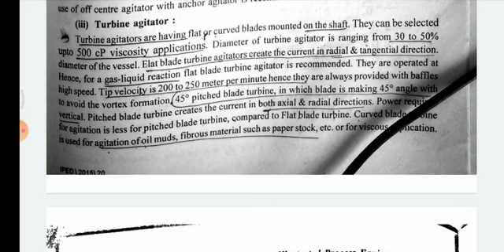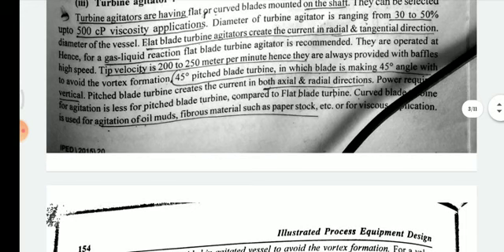So using these baffles, we avoid vortex formation. And the 45-degree pitch blade turbine is one in which the blade makes a 45 degree angle with the vertical shaft. In the pitch blade turbine, the blade is set at a 45 degree angle, exactly for removing the vortex formation.